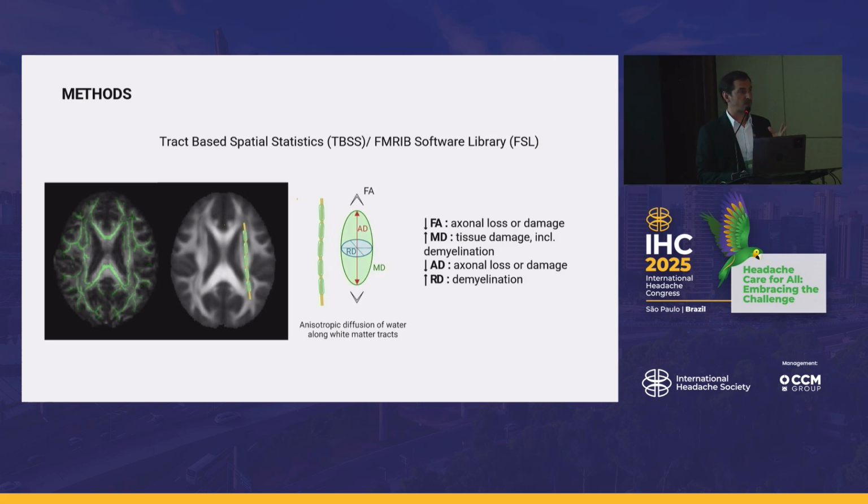Roughly speaking, we have these 4 variables. When you have axonal loss, we observe decrease in fractional anisotropy, decrease in axial diffusivity, and increase in mean diffusivity. And when there is demyelination, we observe increase in mean and radial diffusivity.